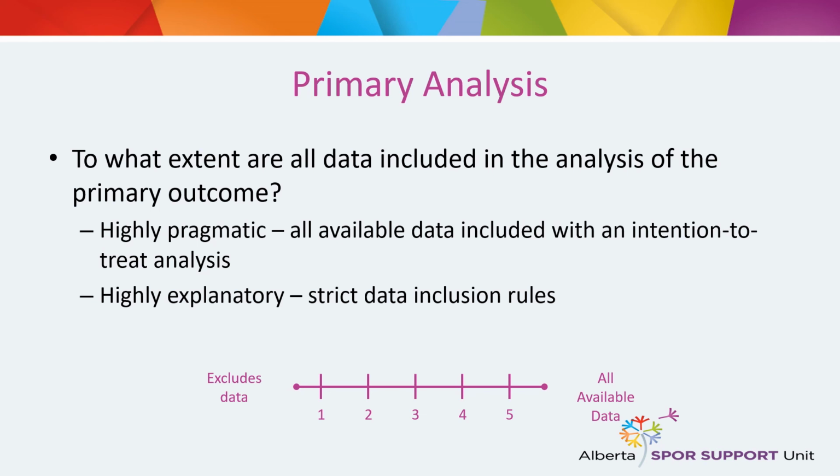The primary analysis domain asks, are all the data included in the analysis? In other words, an intention-to-treat analysis, where no patients are excluded and data are analyzed based on initial randomization assignment, will be the most pragmatic. An analysis that excludes data from non-compliant recipients or non-adherent providers, or from sites that do not meet the recruitment numbers, will push the trial to be more explanatory.